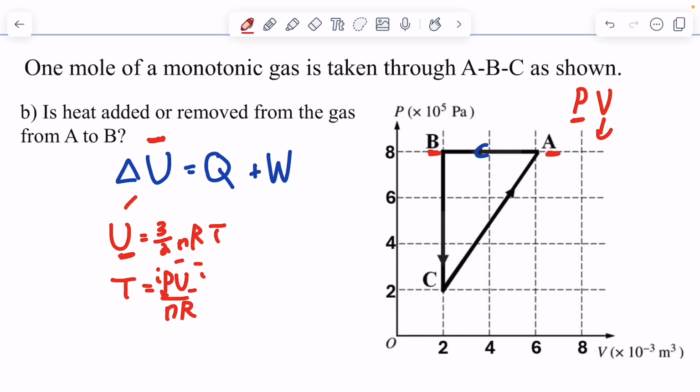So in this case, delta U is negative. I can also see from the graph, since the volume is going down, that the gas is being compressed. Since the gas is being compressed, that means the work is positive. I know that whatever Q is, plus a positive number, has to equal a negative number. So in this case, I know that Q is negative, which means that heat is removed.